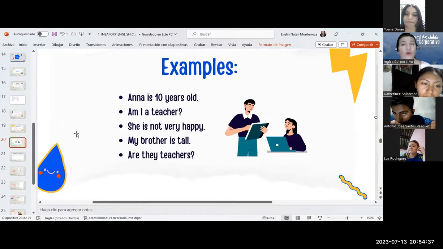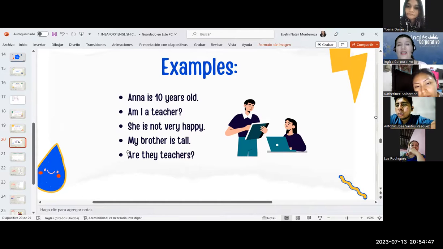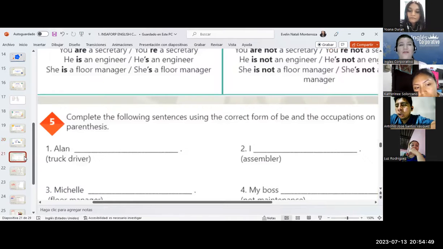And as you can see, all these examples are with the verb to be. Anna is 10 years old. Am I a teacher? She is not very happy. My brother is tall. And are they teachers? Right? There you have the examples.